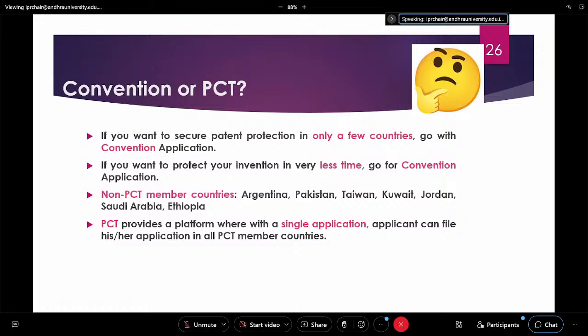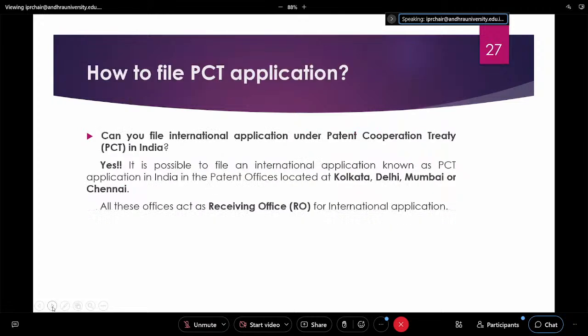And there are some non-PCT member states: Taiwan, Kuwait, Jordan, Saudi Arabia, Ethiopia. Here there are countries in Africa, and Taiwan is there, Kuwait is there, Jordan is there. Not many countries are there that are not PCT member countries. In that case also you have to file a convention application. PCT provides a platform where, with a single application, the applicant can file in multiple PCT member countries. So I hope it is clear.